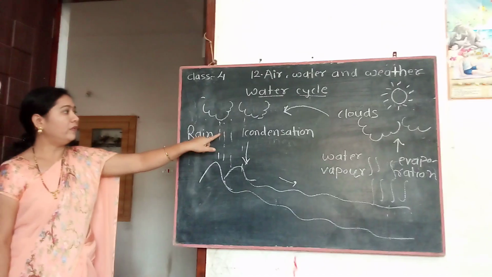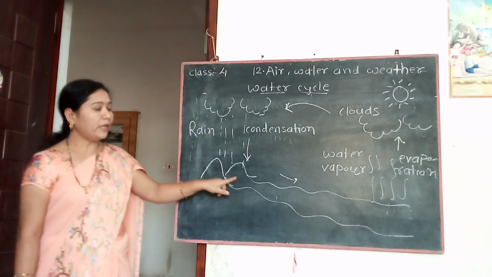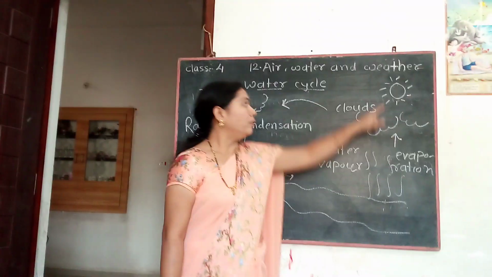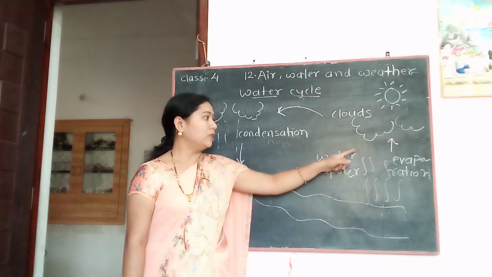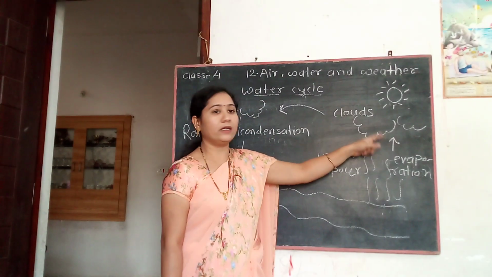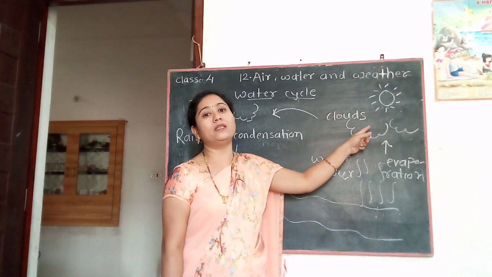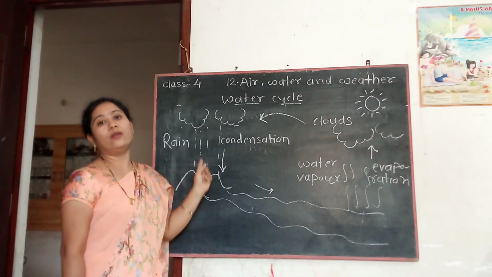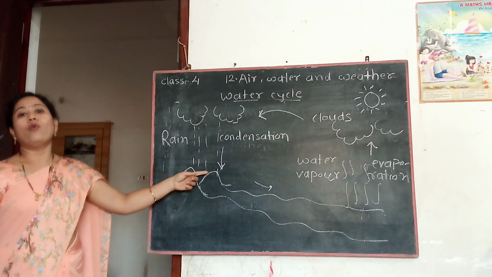From cloud we get water in the form of rain. This rain fills up the rivers, lakes, ponds, seas, etc. Because of the heat of the sun, this water is converted into water vapor. Then this water vapor goes higher and forms cloud by mixing with dust particles and other things in the air. Then from that cloud we get water again. Thus this cycle continues, and this cycle is called the water cycle.